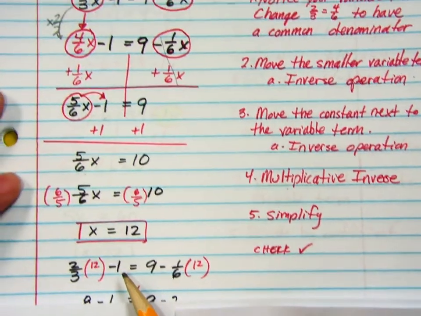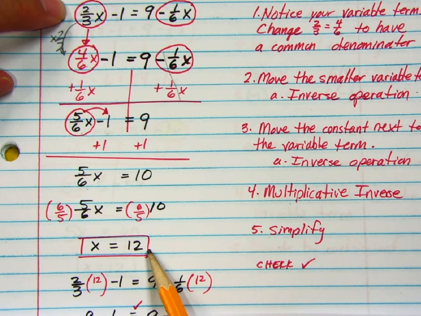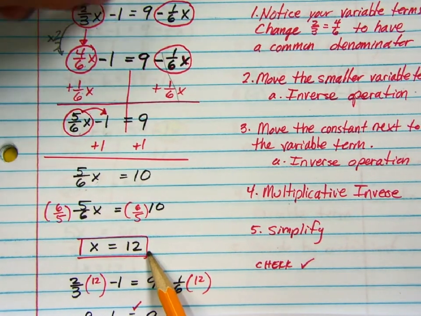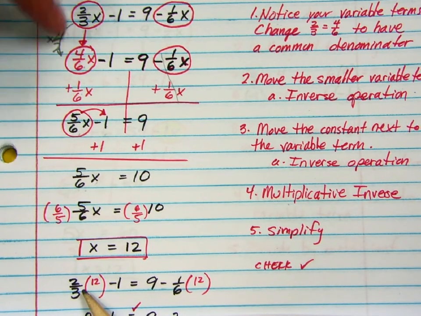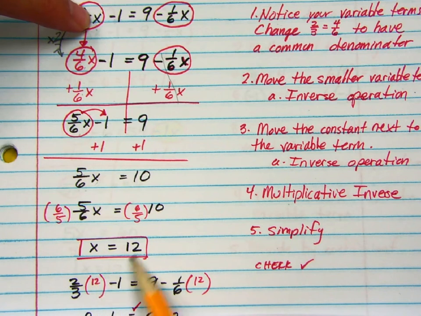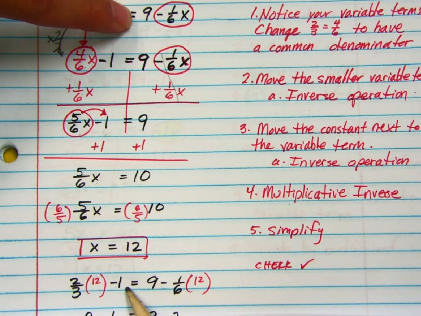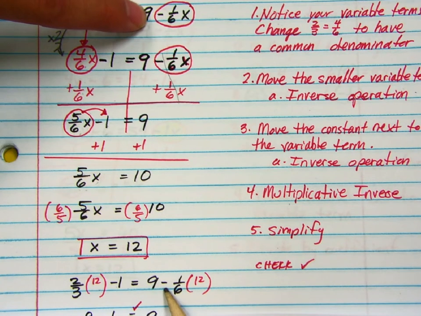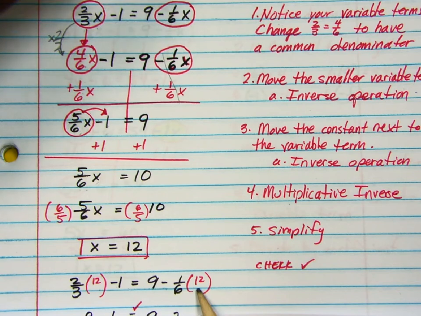Check by going, remember how to check. I find out my answer is 12. I go back to my original question and I plug in 12 wherever I see an x. All right, I put parentheses there. So notice I wrote 2/3 times x, which I think is 12, minus 1, equals 9 minus 1/6 times x, which again I plugged in for 12.